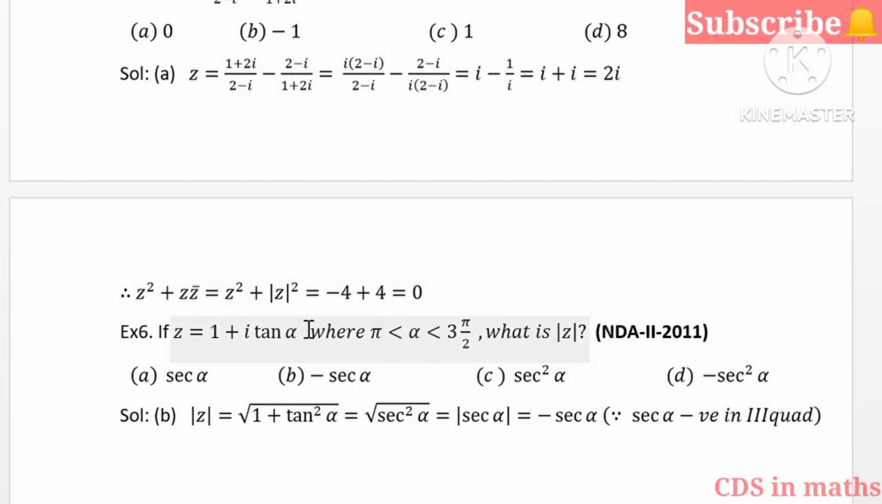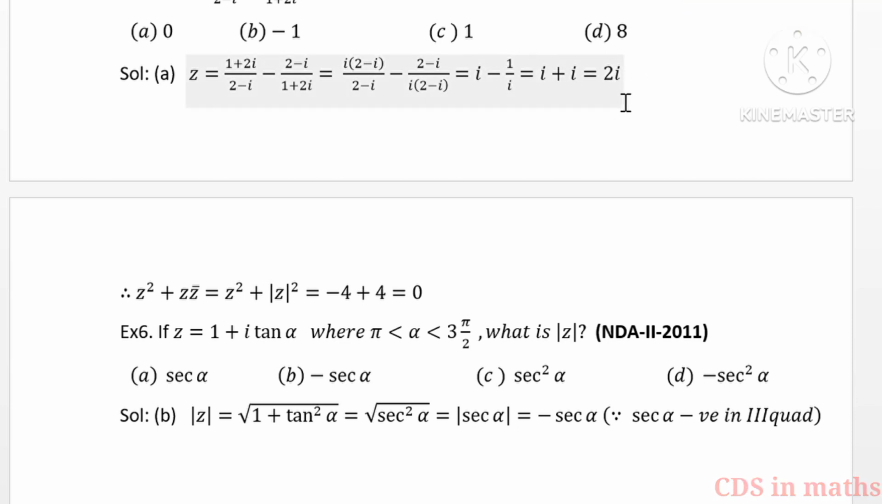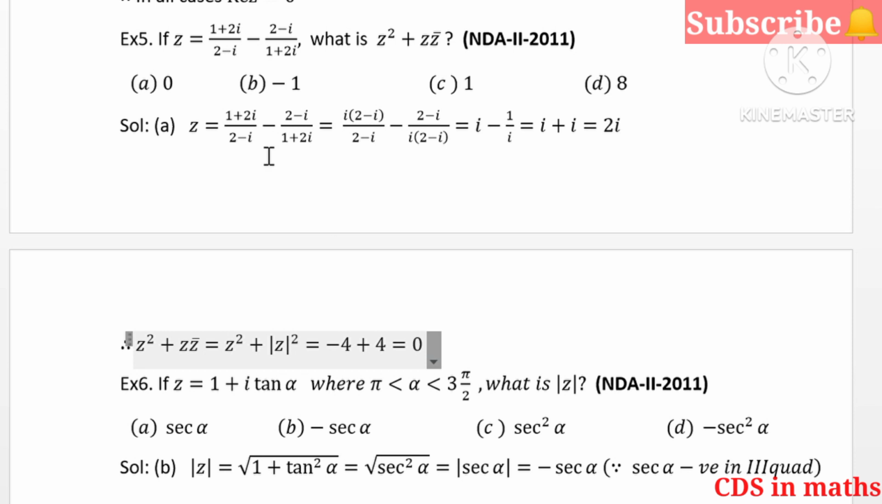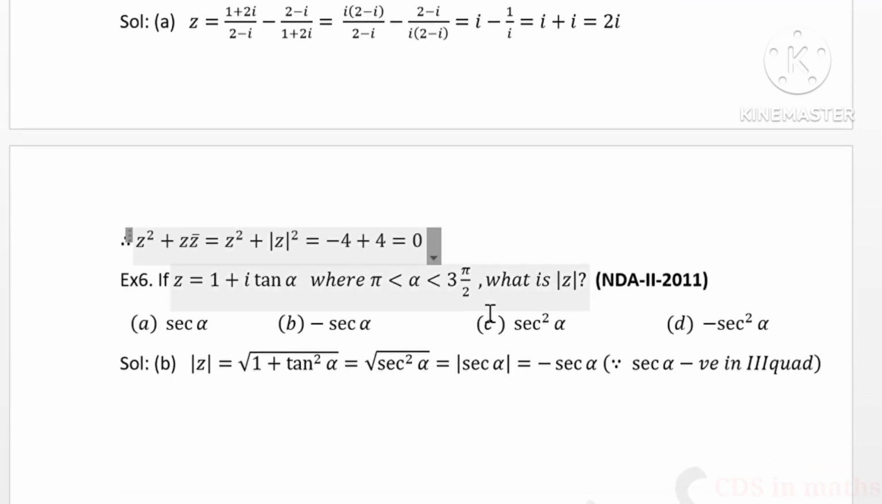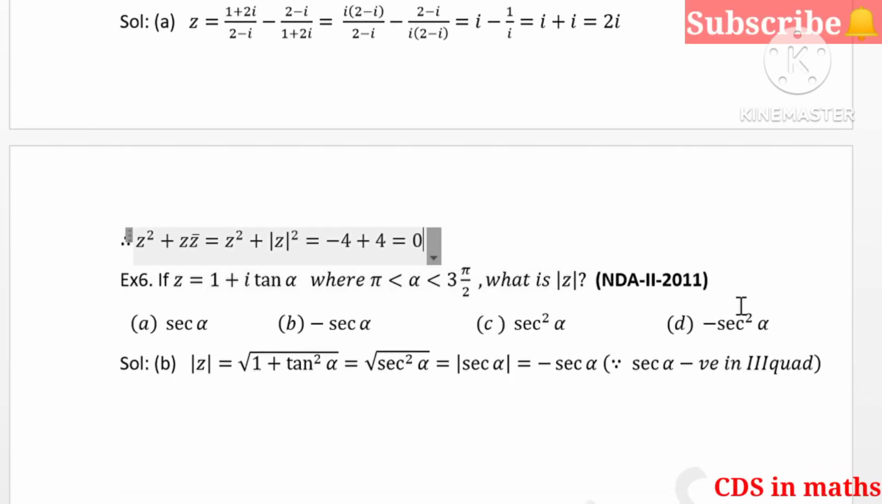Now we have to find the value of this Z square plus Z bar. So Z square, and you know the property Z Z bar is mod Z square. This property I am using. So Z is 2i, so Z square will be 4i square, that is minus 4. And mod of Z will be how much? 2, because 2i plus 0, so root over 0 square plus 2 square, 4, square root 2. Minus 4 plus 4 cancel, 0. So the right answer is option A.